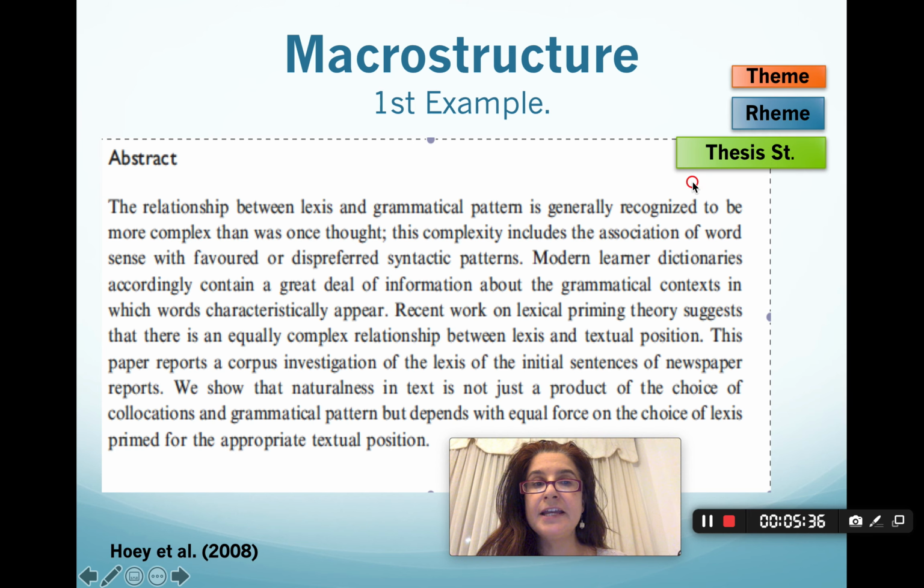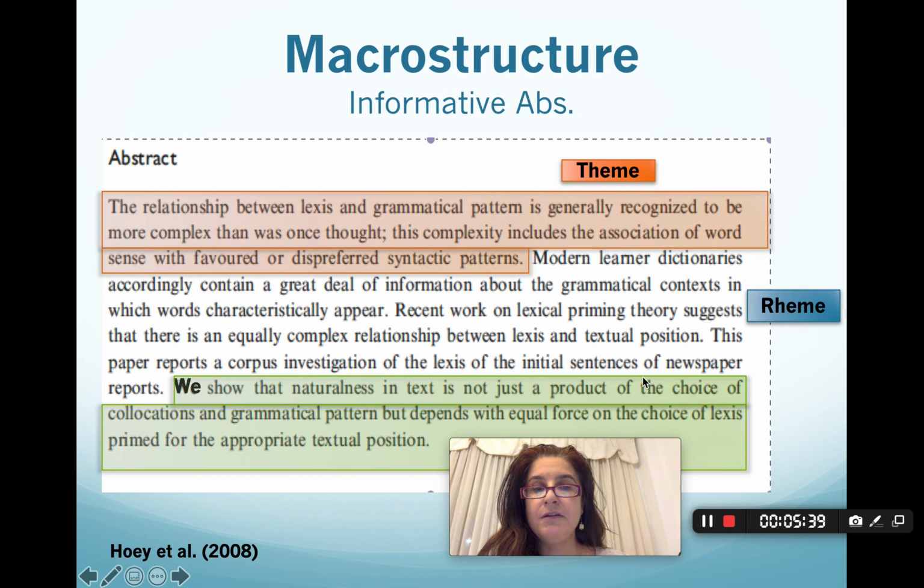In this particular case, if we try to define the microstructure, we'll have something like this. The first sentence, it's a complex sentence, but it's a sentence, has the theme, the topic. In this case, this article is talking about the relationship between lexis and grammar, right? And it says that there's a very complex relationship, and that is based on these syntactic patterns that sometimes are favored or dispreferred, right?